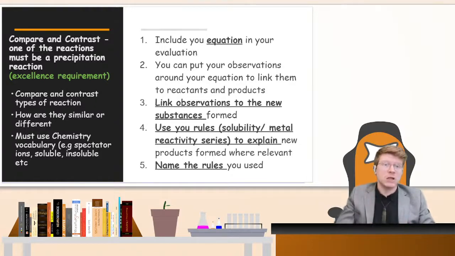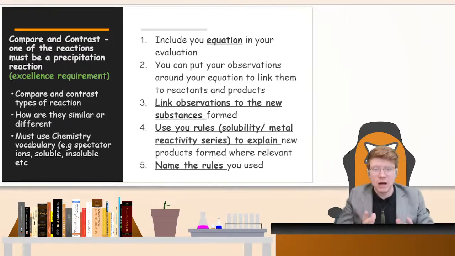Now your job will be to use chemistry vocabulary when you're doing this, right? So that's all the kind of terminology that you're probably familiar with now. The idea of spectator ions sitting in solution watching, the idea of solubility and insolubility, the idea of what ions are in general, maybe even the idea of a reactivity series that we've covered today.